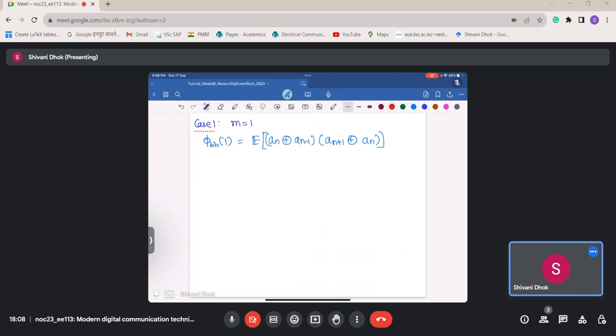Now, this is an XOR. This belongs to 0, 1. Similarly, this is another XOR. This also belongs to 0, 1. And therefore, this multiplication can again take values 0 and 1. And now, this entire thing, this multiplication that we are having, this shaded part, is itself a random variable.